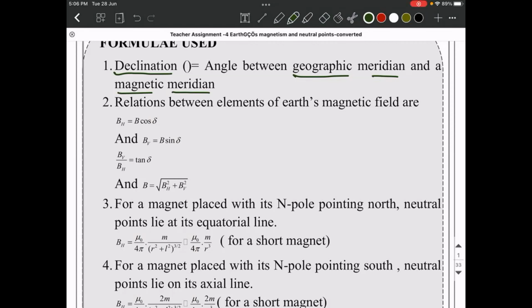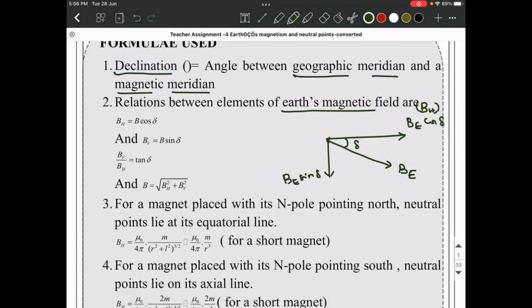Okay. So, what is the relation between the elements of Earth's magnetic field? If suppose we know the Earth's magnetic field is BE and the angle of dip is delta, then this BE can be resolved into two components, BE cos delta and BE sin delta. So BE cos delta is called BH, and BE sin delta is called BV, which is the vertical component of the Earth's magnetic field.